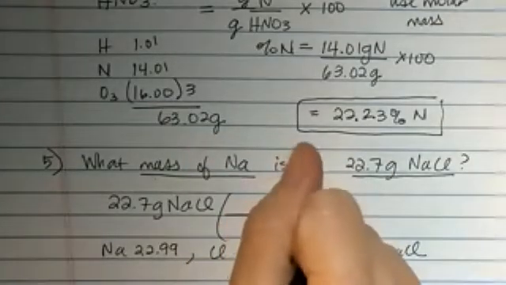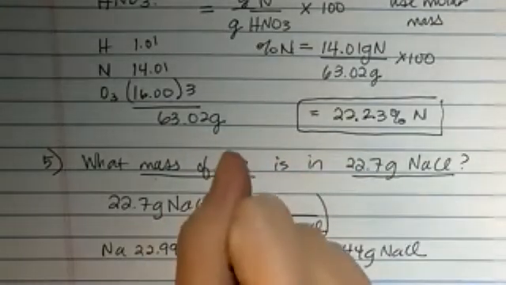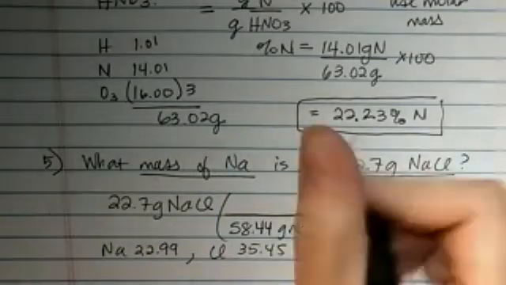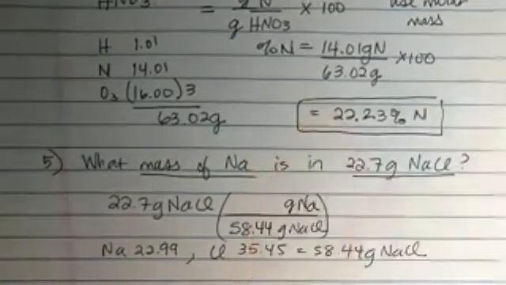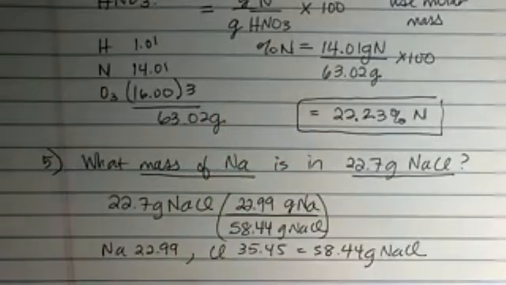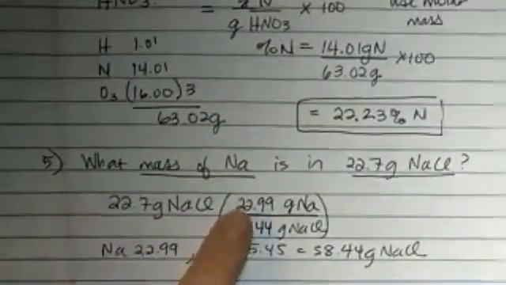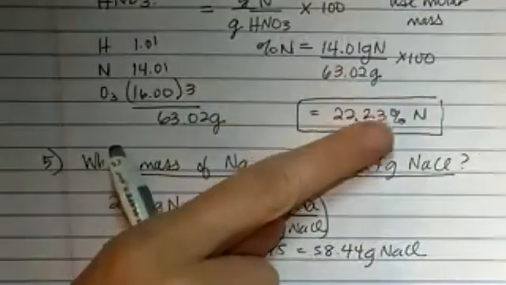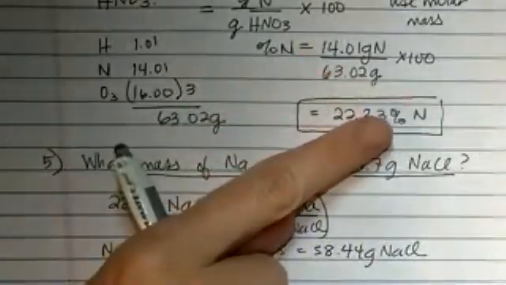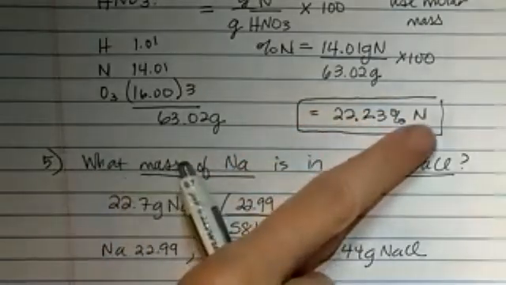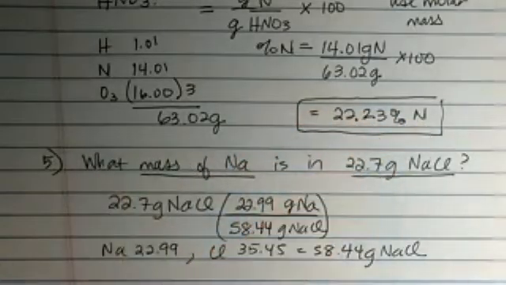So I set up like a little ratio here. Well, since I'm getting rid of grams of NaCl on the bottom, and I know that the molar mass of that is 58.44 grams, what I can do is say, okay, what part of that was the sodium? And that's 22.99 grams. And so what I'm basically doing is the percent composition like I did up here, right? Normally you get your percentage, times 100, and then you have to convert it to decimal form, like 0.2223 for the nitrogen, and then multiply it by the 22.7. It seemed more direct to just do it this way.